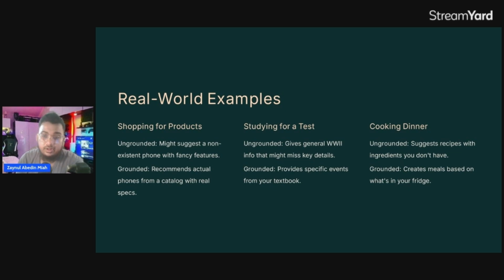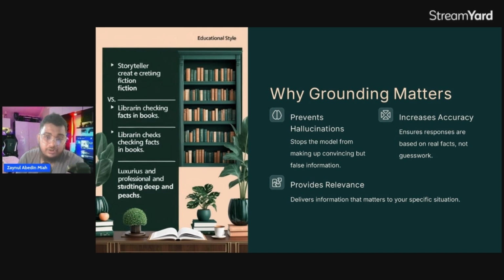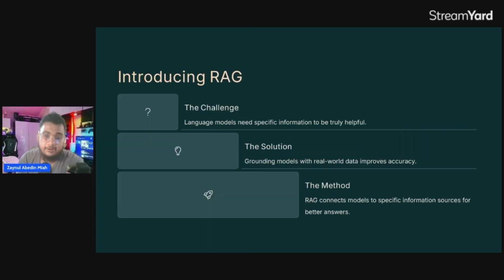There is also another example. For example, we want to cook something, so we ground the model with the ingredients available in our fridge. The model will then answer according to the meals possible with what's in your fridge. But if we don't ground it, the model will answer in such a way that you don't have those ingredients. It will answer as if those ingredients are actually available. Also, why does grounding matter? Because it doesn't provide hallucinated answers. It answers accurately and relevantly, based on real-world facts.